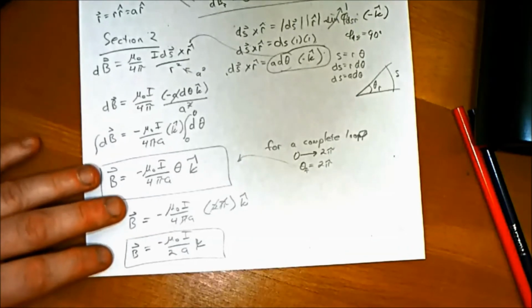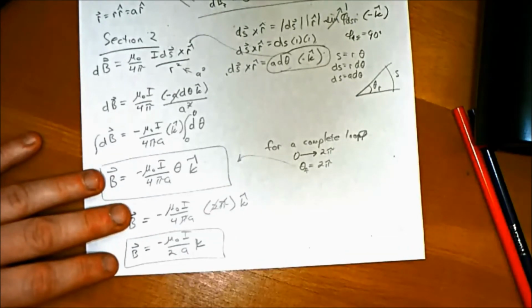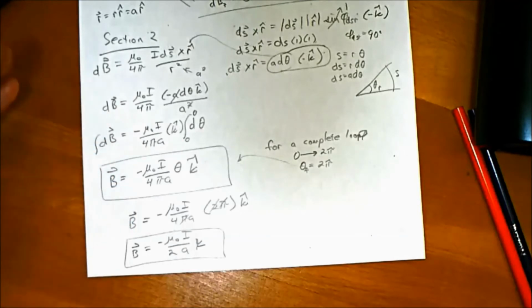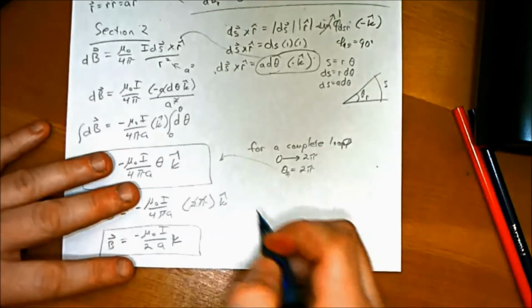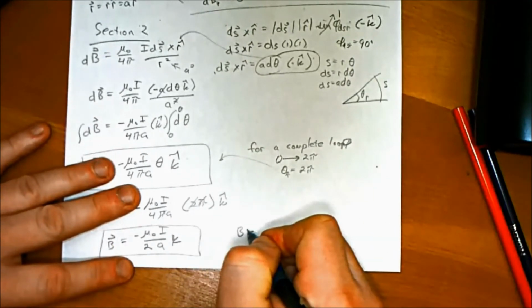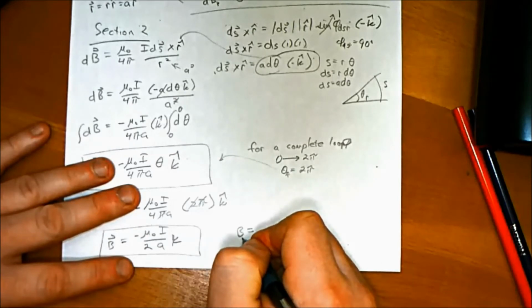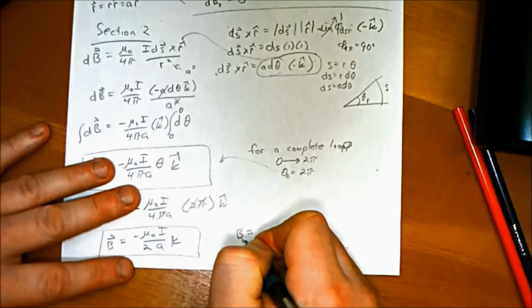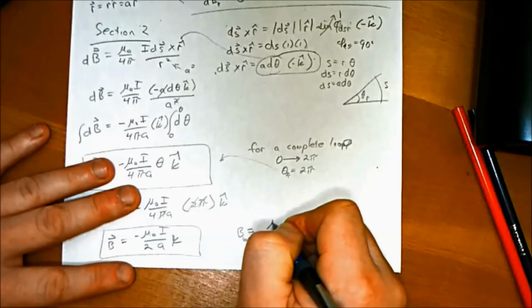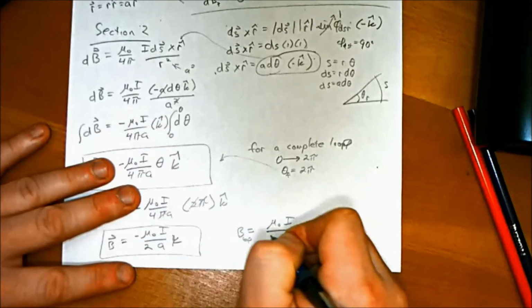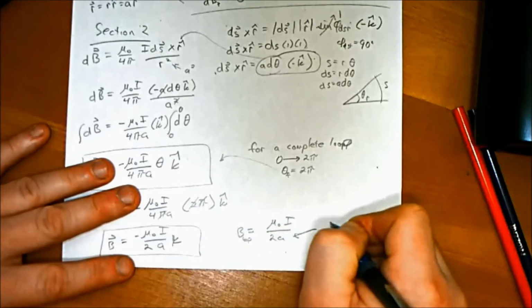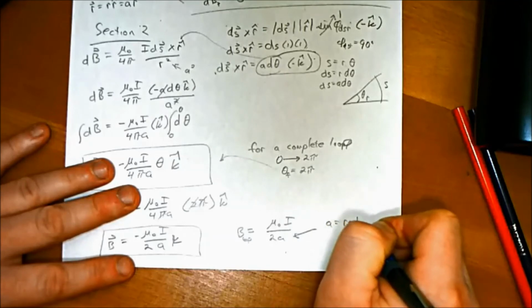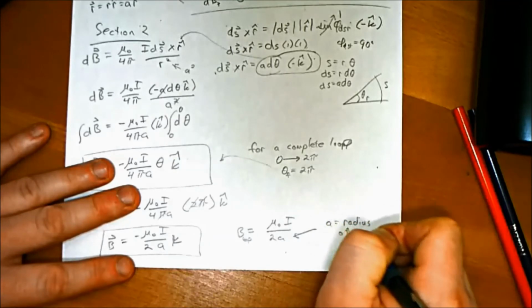Now the direction depends on which way you choose to be the positive and negative and so on. So most of the time you'll see this just written as the magnitude of the magnetic field at the center of a loop is mu naught I over 2a, where a equals the radius of the loop.